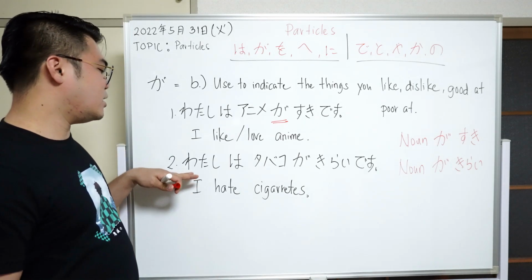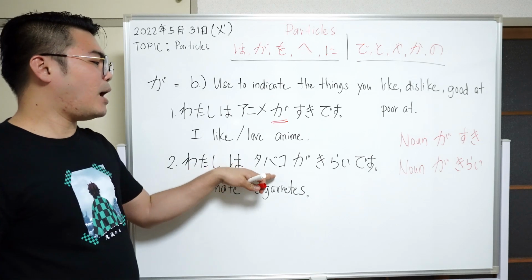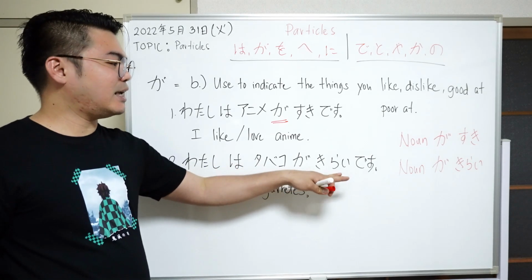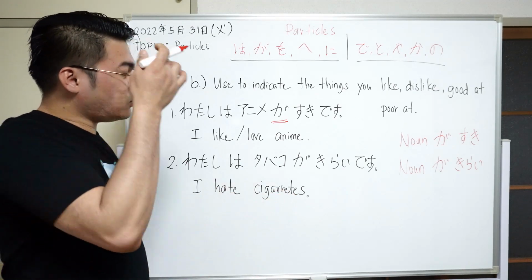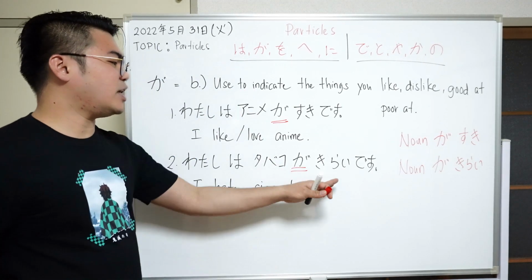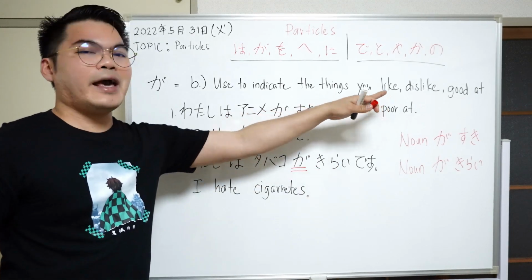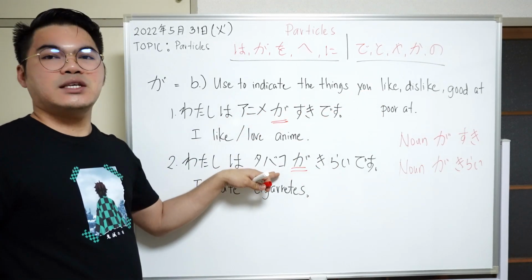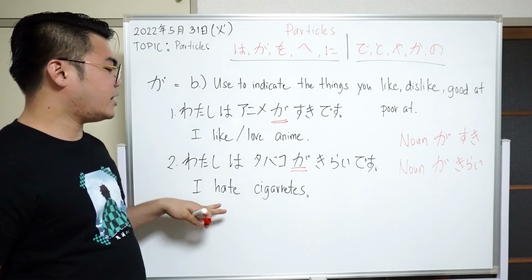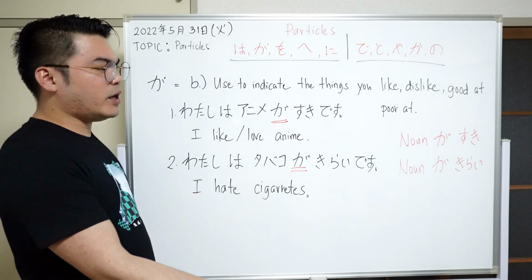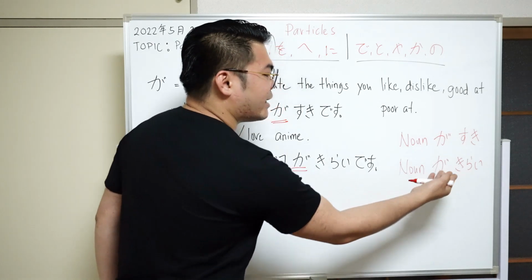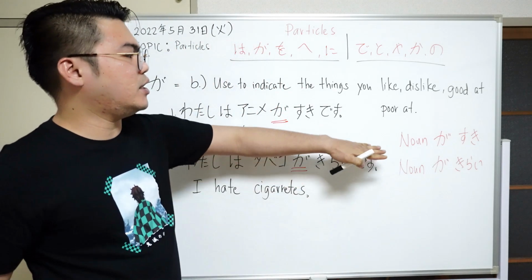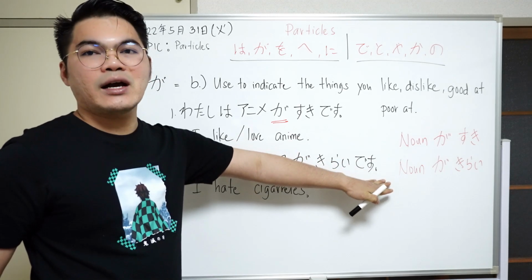The second one is watashi wa tabako ga kirai desu. Kirai means dislike. We also use the particle ga to indicate that we dislike or hate cigarettes. So, I hate cigarettes. We have the pattern noun ga kirai desu. We have two patterns here: noun ga suki desu and noun ga kirai desu.